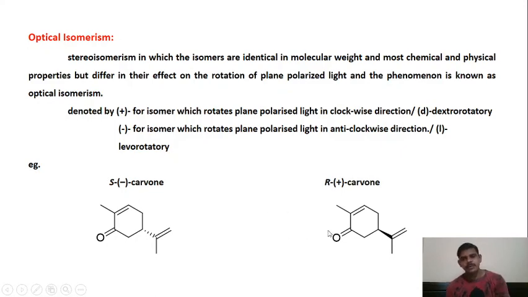When plane polarized light strikes this molecule, it changes its path from the straight plane to the clockwise direction. It is called plus carbon or dextrorotatory carbon. This plus can be changed to small d. So these are the examples of optical isomerism.